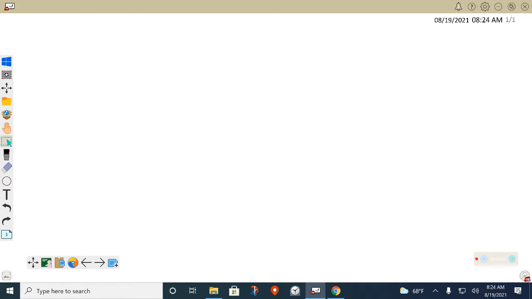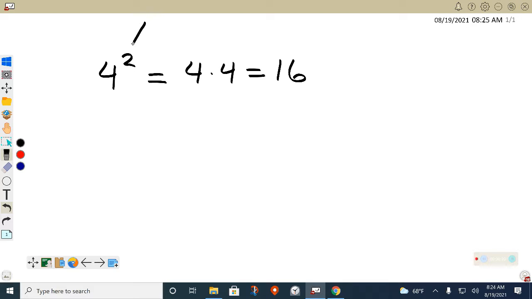If I take 4 to the second power, right, Dylan? That really means 4 times 4, and that means 16. We know that. So the second power, what's another way of saying 4 to the second power?